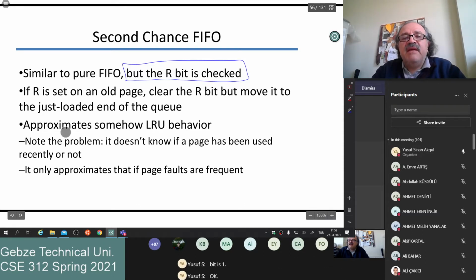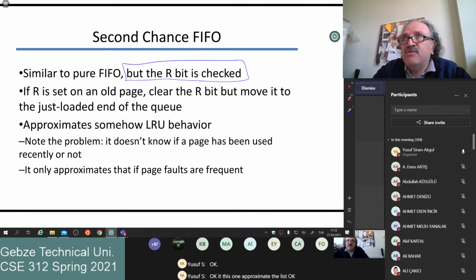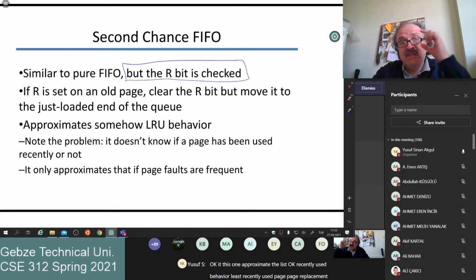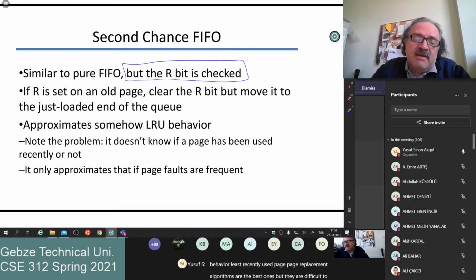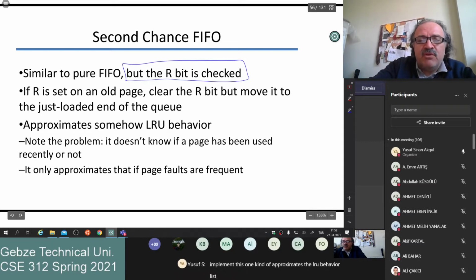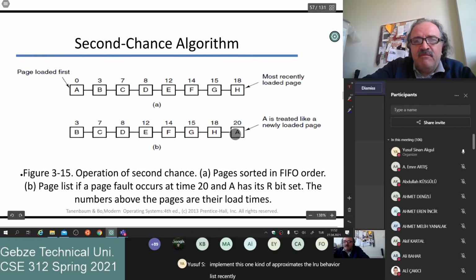This one approximates the least recently used behavior. Least recently used page replacement algorithms are the best ones, but they are difficult to implement. This one kind of approximates the LRU behavior, and we are going to talk about it in a few minutes today.